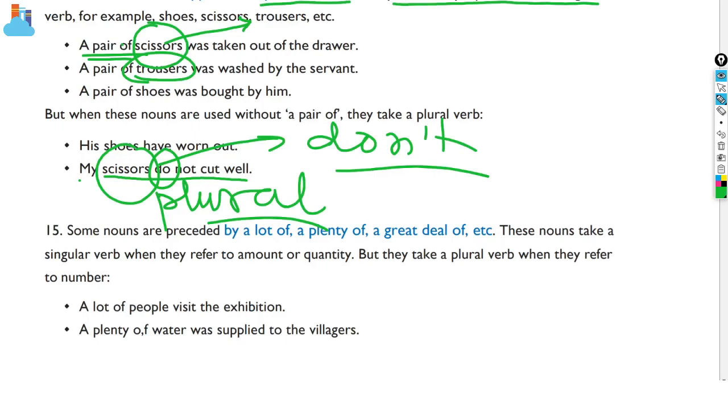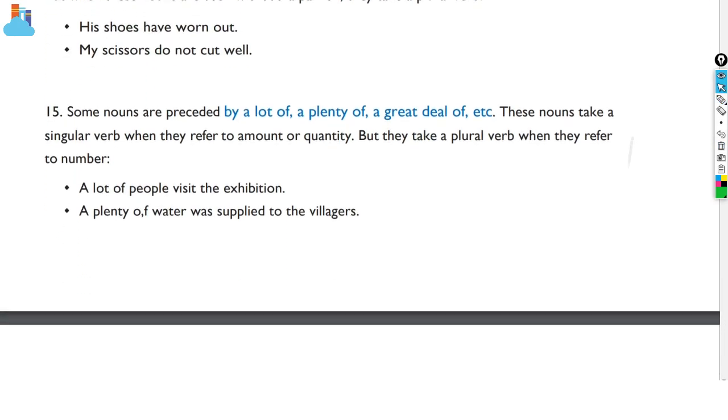Therefore, a pair of scissors was taken out of the drawer, not a pair of scissors were. That would be wrong. Therefore, a pair of trousers was washed. This is singular. A pair of shoes, as a pair, has come. This becomes singular, and therefore was is taken. A pair of shoes was brought by him. I suppose you understood it. Now let us come to another one, rule number 15. Then our concept will be very clear. This is another type.